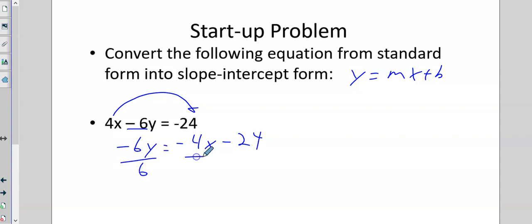Now we're going to divide every single separate item by negative 6. So that's going to give me positive y. Negative 4 over 6, negative divided by negative is positive. 2 goes into both these, so that's 2/3 x. Negative divided by negative again is positive, and 4.